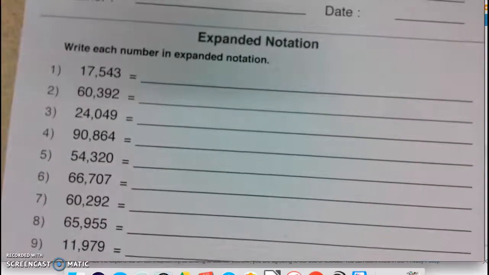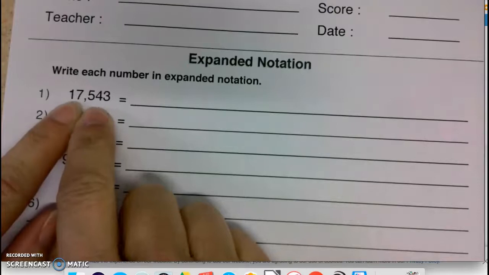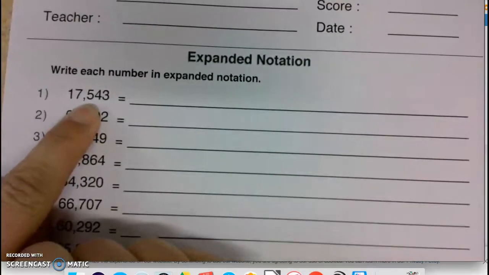We're going to do some more expanded notation examples together. We're going to start this worksheet and do a few together, and then you'll finish the rest on your own. Let's look at this first number, 17,543. What is the value of the 5 in this number?